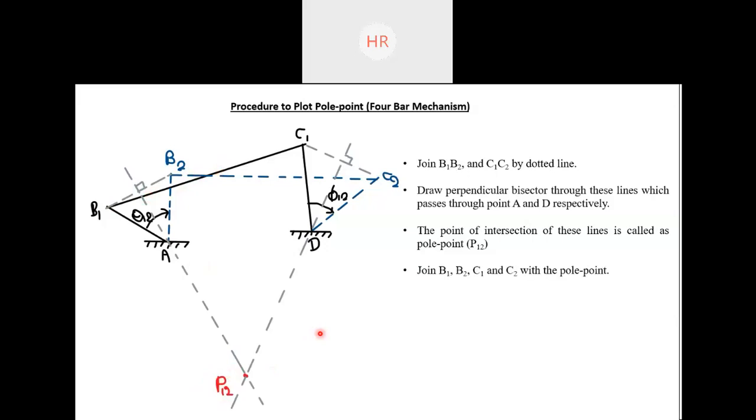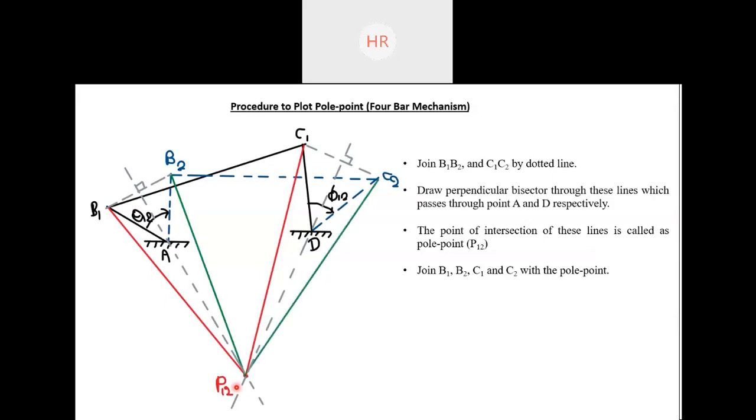Now join. Okay, we have achieved the pole. So now to look for the properties of this pole point, first we will join B1, B2, C1, C2 with the pole point. These are the initial positions of B and C and the second positions of B and C; we will join them with the pole point like this. We will join B1, C1, B2, and C2.